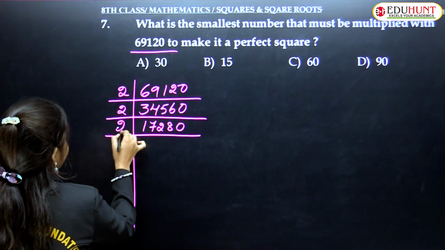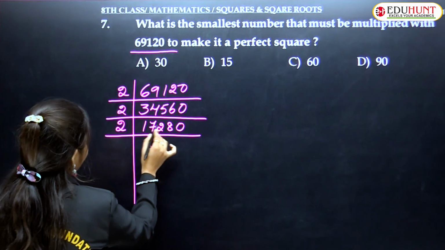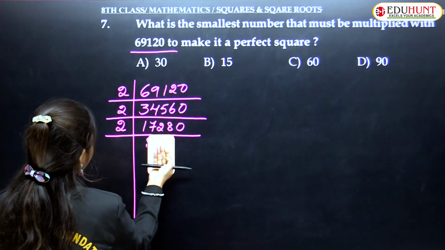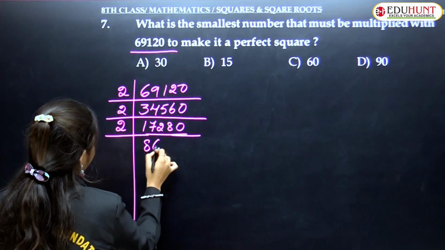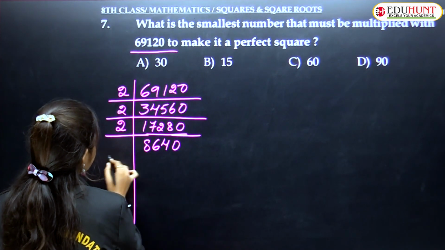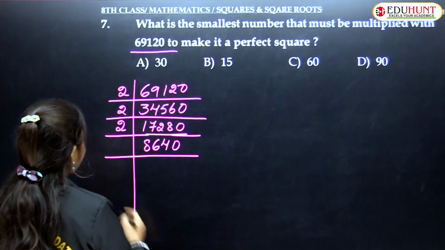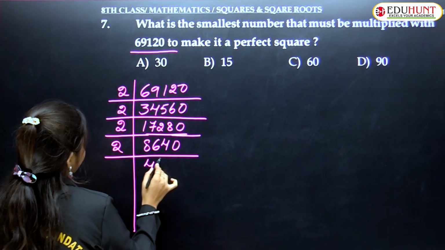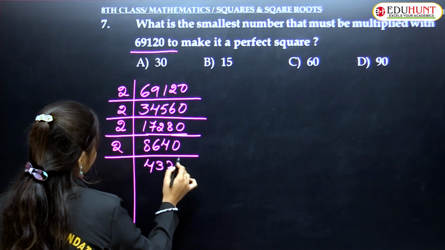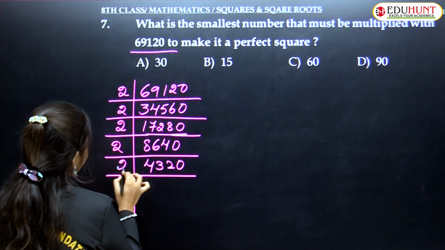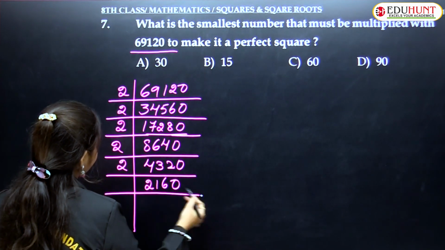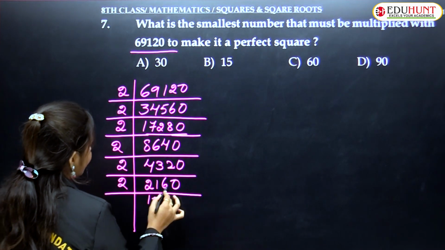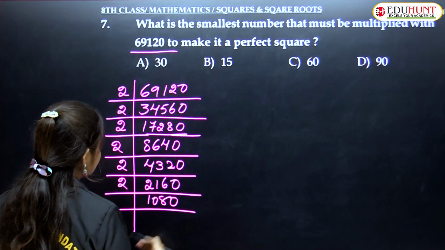Clear? Next again, 2 8s are 16, 2 6s are 12, and 2 4s are 8, 0. Okay, next, 2 4s are 8, 2 3s are 6, 2 2s are 4, 0. Next, 2 2s are 4, 2 1s are 2, 2 6s are 12, 0. 2 10s are 20, and 2 8s are 16, and 0.